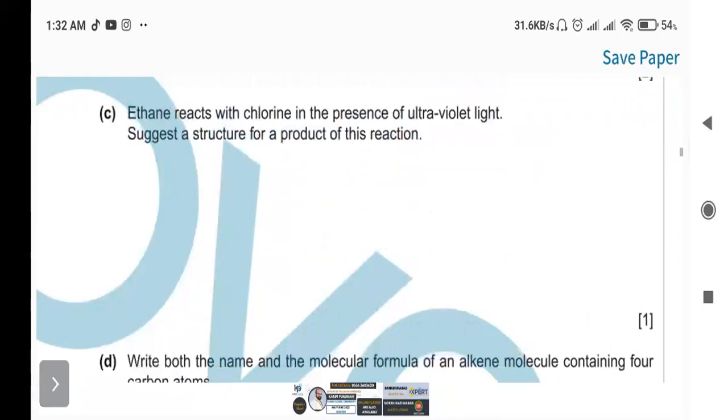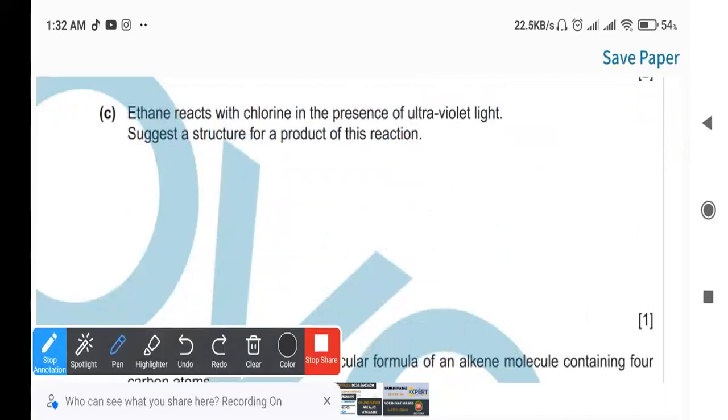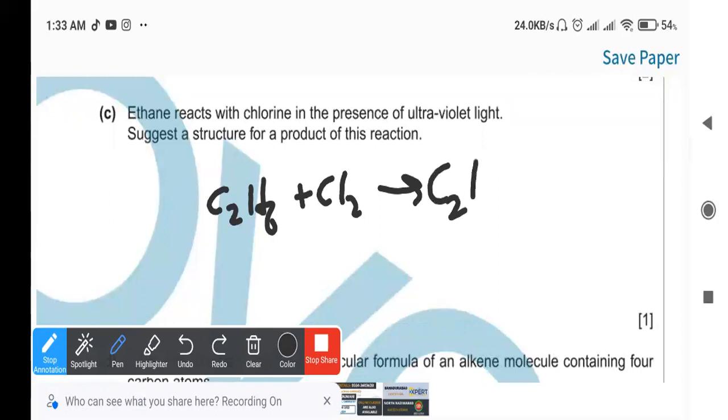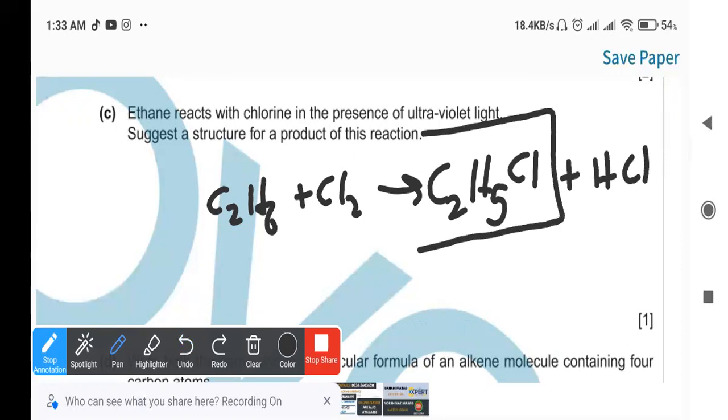Ethane reacts with chlorine in the presence of ultraviolet light. Draw a structure. Ethane, that means C2H6, will react with chlorine. Substitution can occur six times because there are six hydrogen atoms. One hydrogen atom will get displaced, so it was 6 and now it's 5. One hydrogen atom will get displaced by one chlorine atom, and we will get HCl. So you can draw the structure of this compound.